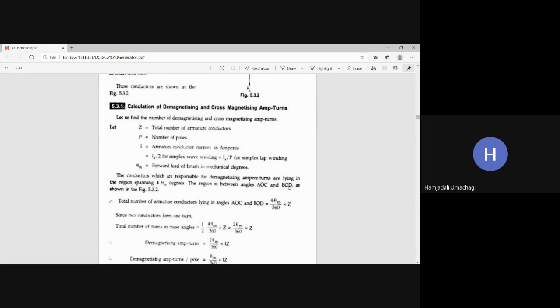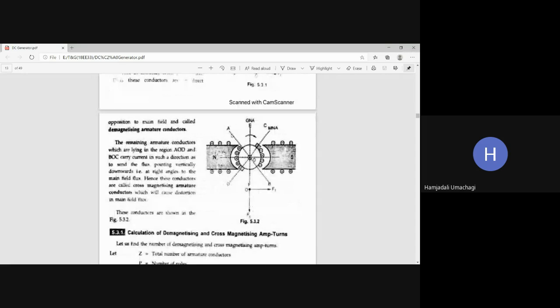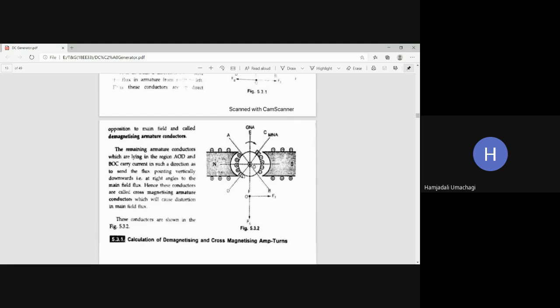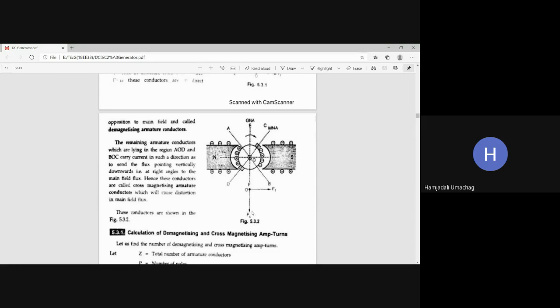AOC and BOD. AOC means this AOC, and this BOD. Better you consider 5.3.1, because 5.3.1 indicates the demagnetizing effect conductors, whereas 5.3.2 indicates the cross magnetizing effect conductors. But remember one thing, this top region AOC and this bottom region BOD are the conductors responsible for demagnetizing. The rest, the left and right conductors, that is COB and AOD, are responsible for, sorry, cross magnetizing armature conductors.